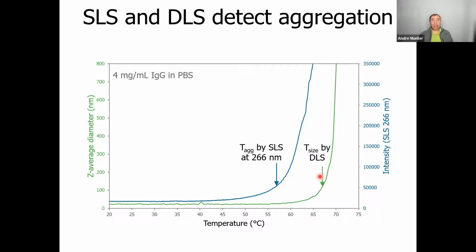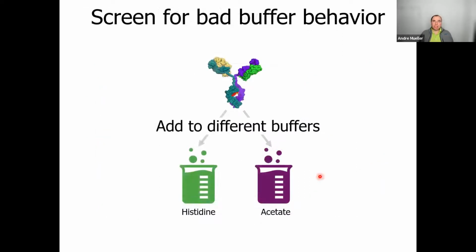So now that I have introduced the different modalities of measurement in Uncle, let's take a look at a screen for bad buffer behavior, like an A/B test for 2 buffers. We have a monoclonal antibody. And we have it in its commercial formulation, which is a histidine formulation. And we buffer exchange it into acetate. I want to compare the melting and the aggregation behavior in these two systems.